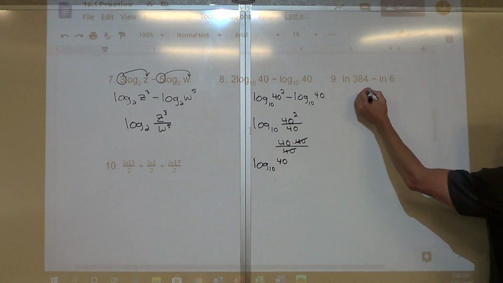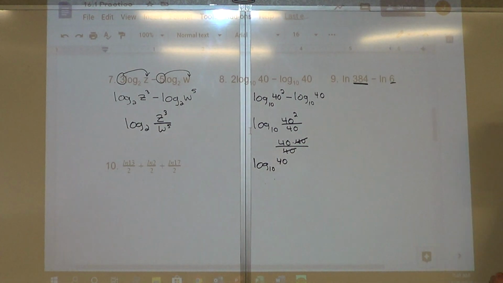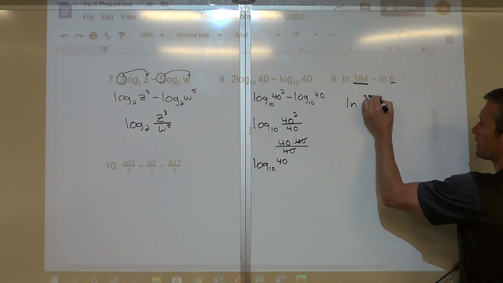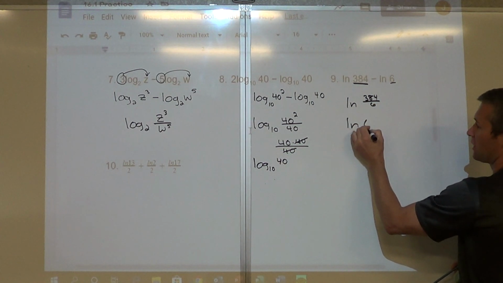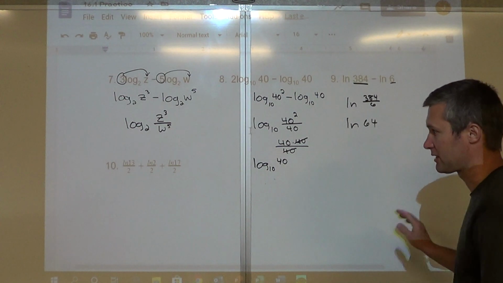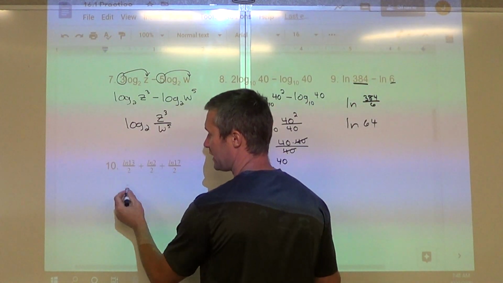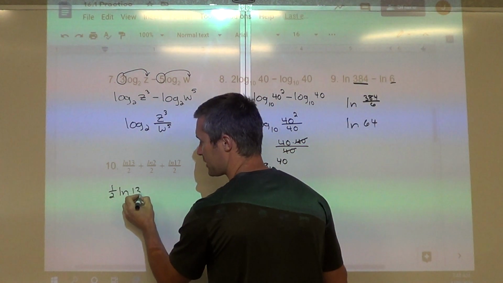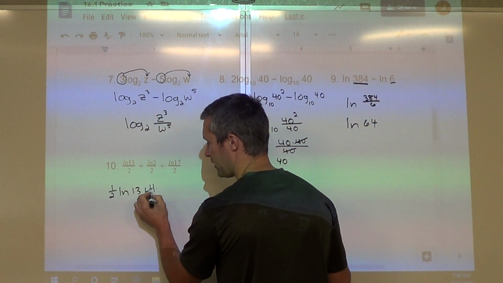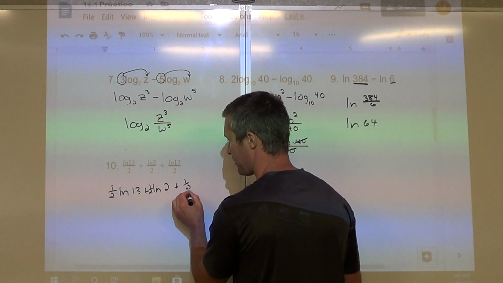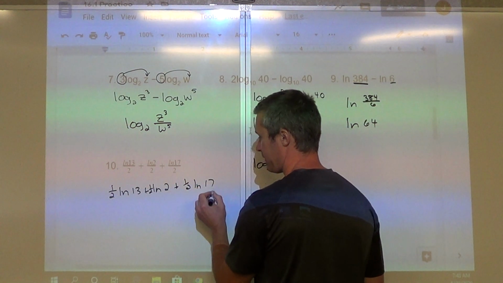When we come here, we're just doing natural log, and we're subtracting. So when we subtract, we divide. So this is 384 divided by 6, so that's the natural log of 64. Anytime I have natural log, I'm just going to list it as that. Again, if we have this one, I divide by a fraction, so it's 1/2 the natural log of 13 plus 1/2 the natural log of 2 plus 1/2 the natural log of 17.